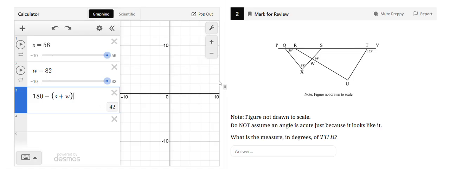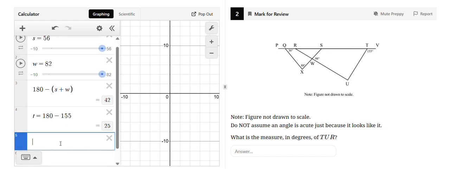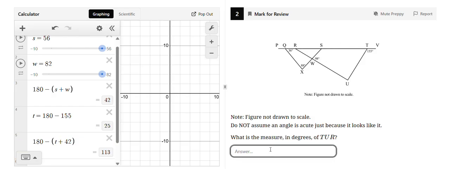Okay. Sorry. So 180 minus S minus W gives us the angle R. Sorry, I messed up a little bit there because I pressed backspace on Desmos way too many times. But then what we're going to do is 180 minus 155, and that's equivalent to T. Okay? So 180 minus T plus 42. 42 is just R, right? So then the angle U, or TUR, is 113.